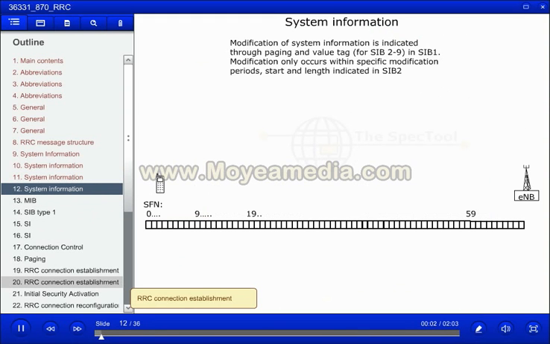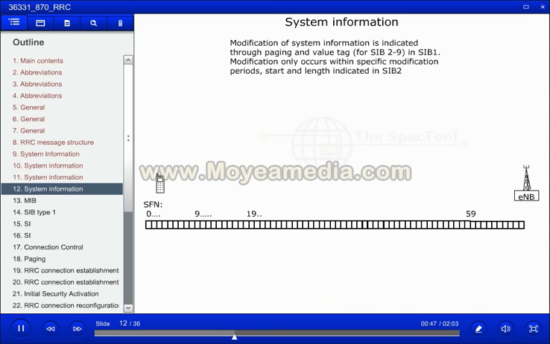Whenever system information changes, the UE will be notified through paging. A system information value tag included in SIB1 is changed whenever any of the SIBs 1 to 9 are changed. Hence, a UE will be able to see whether there has been any changes of system information since it was last decoded. The system information will only be changed within specified modification periods, and information about the start and length of a modification period is included in SIB2.